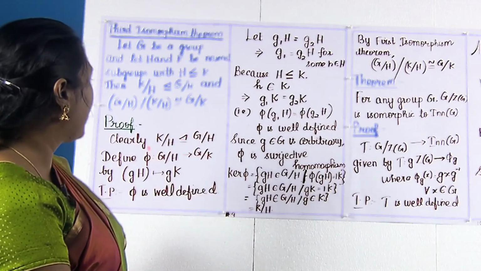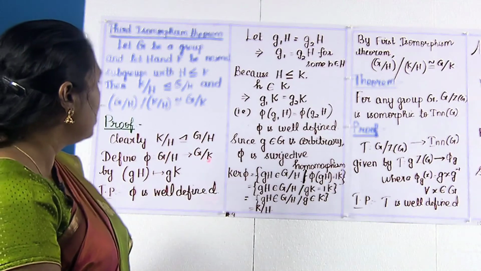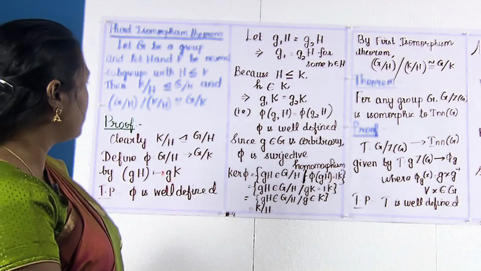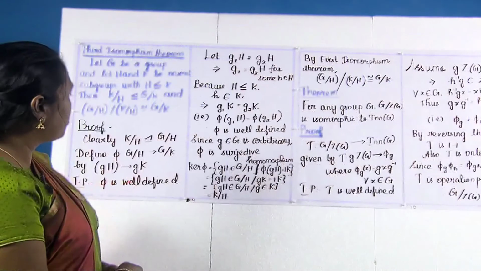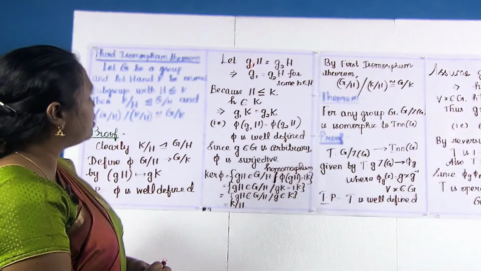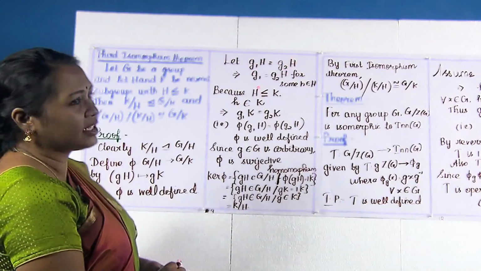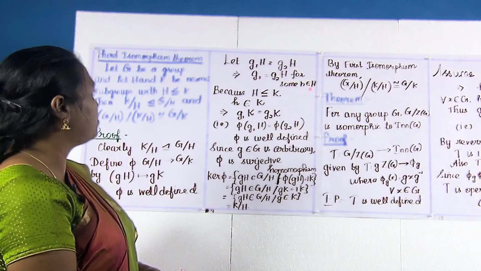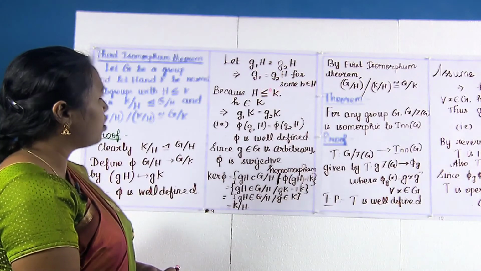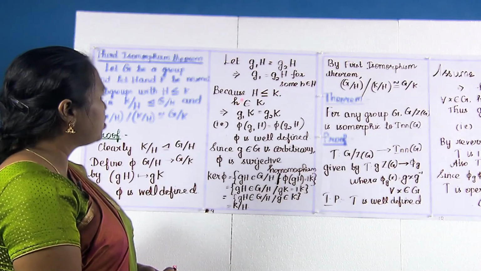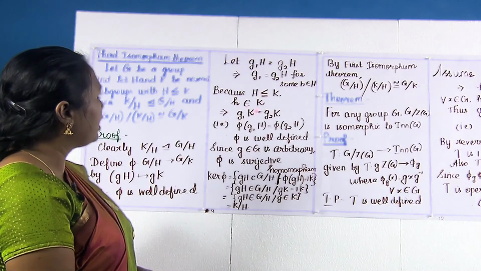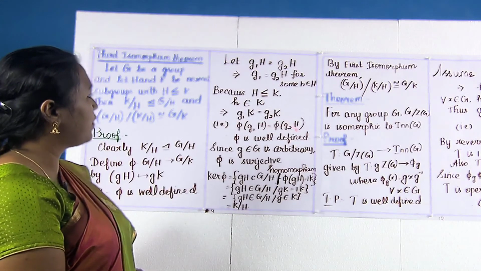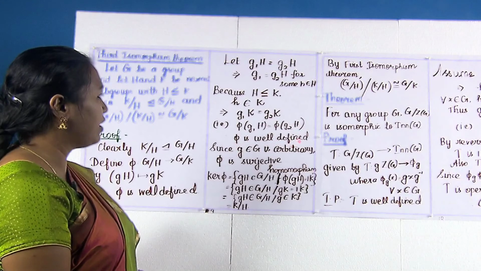Let us define a function phi from G/H to G/K as gH going to gK. So, this is the mapping. We have to prove phi is well defined. For that, let us assume g1H equals g2H, and clearly g1 is equal to g2h for some h belonging to H, because H is a normal subgroup of K and h belongs to K, which implies that g1K is equal to g2K, that is phi of g1H is equal to phi of g2H. So, phi is well defined.